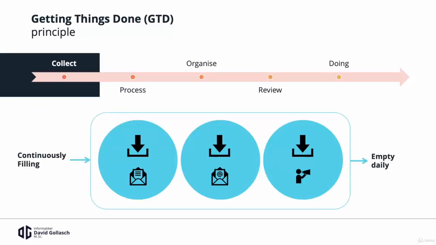Okay, so the prerequisites are clear. We have our lists, and we know what projects are, and we know as well this 2-minute rule. So now we'll get into the 5 steps of getting things done. And the first part of the getting things done workflow is to collect tasks in a proper way.